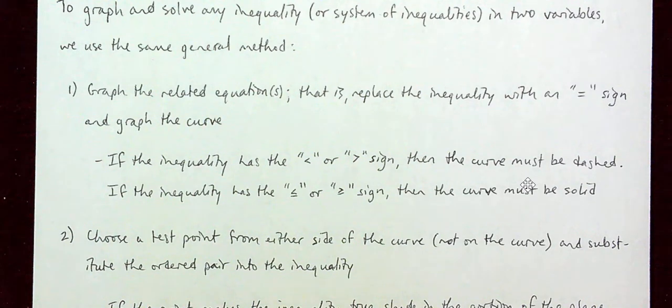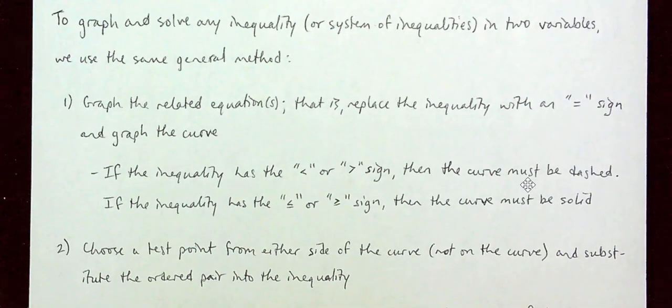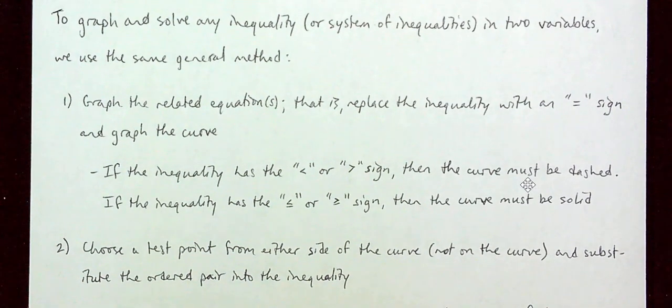Once you've plotted your curve or each of your curves, you're then going to choose a test point from either side of each curve, not a point that's on the curve, but a point from either side of each curve. Doesn't matter which one you choose. Doesn't matter which side you choose, that is. You're going to substitute that ordered pair into each inequality that is given to you within your problem.